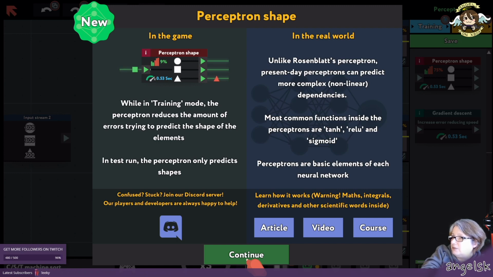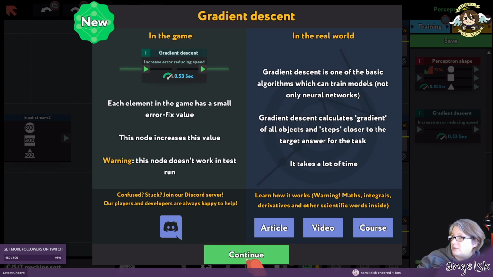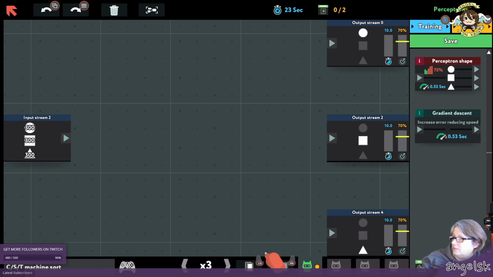Okay. In the real world, unlike Rosenblatt's perceptron, present-day perceptrons can predict more complex, non-linear dependencies. Most common functions inside the perceptrons are Tanh, ReLU, and Sigmoid. Perceptrons are basic elements of each neural network. Okay. Gradient descent. Each element in the game has a small error fix value. This node increases this value. Node doesn't work in test run. Huh? Gradient descent was one of the basic algorithms in train models, not only neural networks. Gradient descent calculates gradient of all objects and steps closer to the target answer for the task. Takes a lot of time. Okay.